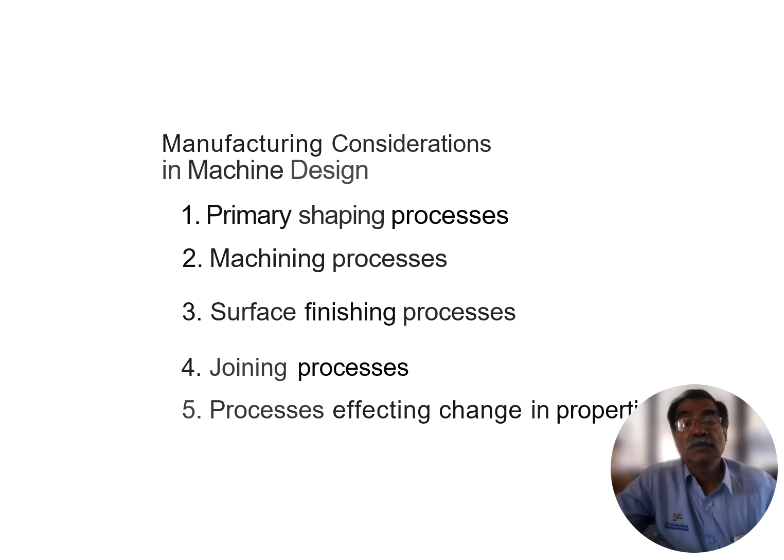Next one is processes that affect change in properties. These processes are used to impart certain specific properties to the machine components so that they are suitable for particular operations or uses. Such processes are heat treatment, hot working, cold working, shot peening.